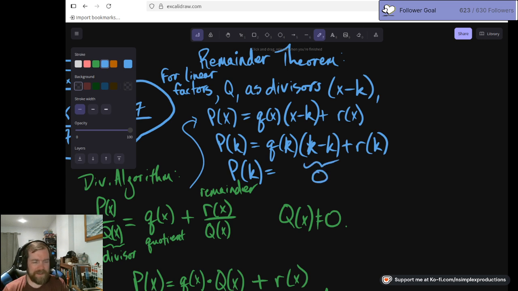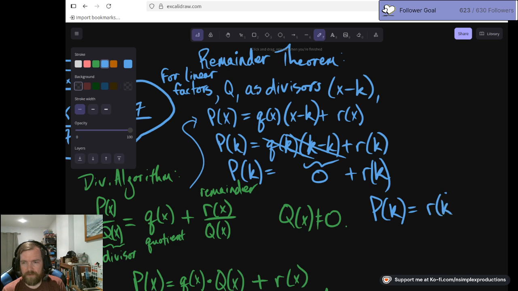k minus k is going to be 0. So this is now gone. And then we just get r of k left over. So this says that P of k is going to be equal to r of k. The actual polynomial value at k is going to be equal to the remainder at k. So if we were to go back, no, actually we can't do that one because that's not a linear factor. That's a quadratic factor.